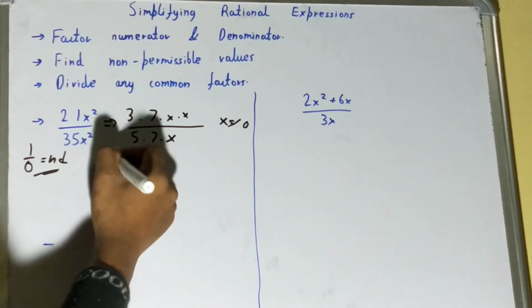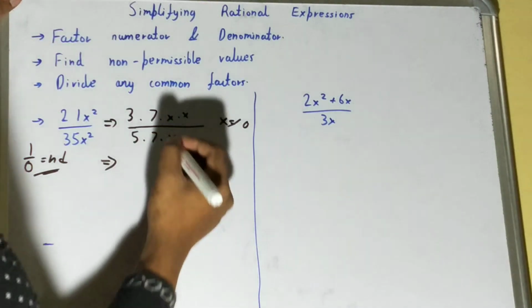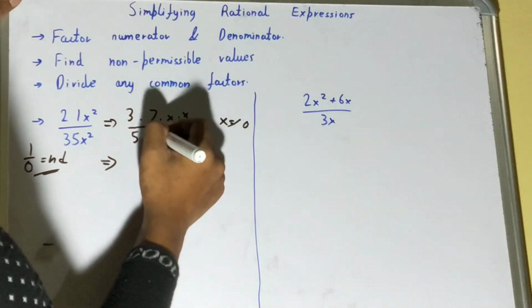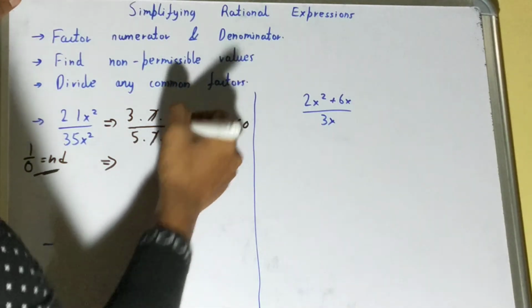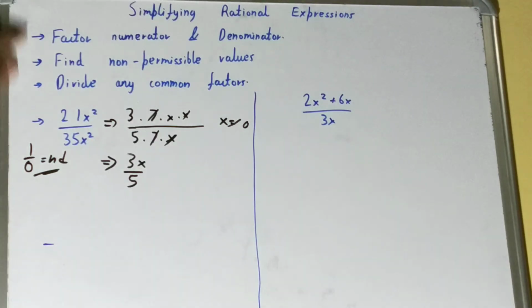Now we'll follow our third step, that is, divide any common factors. So do we have any common factors? We have this, this, this, and this. So we are left with 3x upon 5. This is the proper process for simplifying a rational expression.